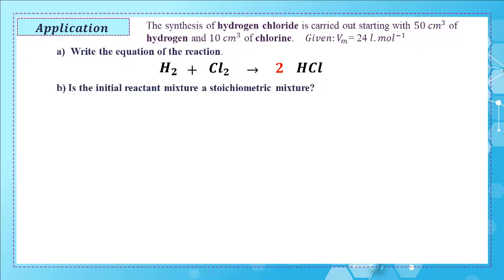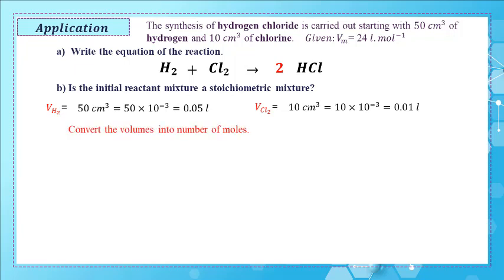Is the initial reactant mixture a stoichiometric mixture? Let us convert the volumes into liters. Volume of H2 equals 50 times 10 power minus 3 equals 0.05 liters. Volume of Cl2 equals 10 times 10 power minus 3 equals 0.01 liters.